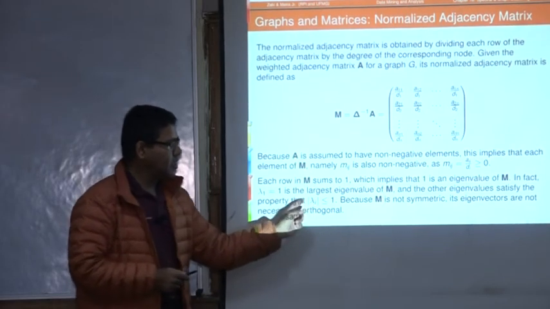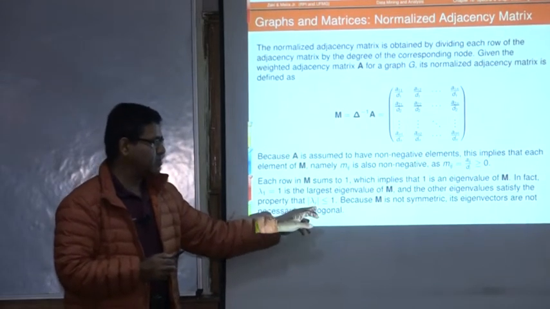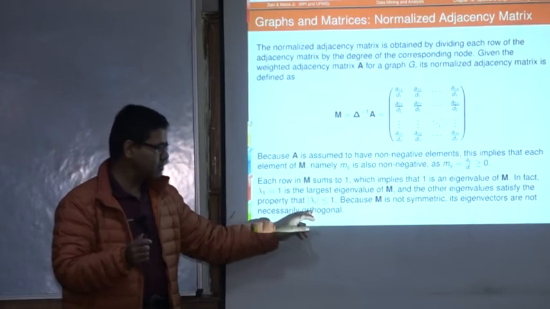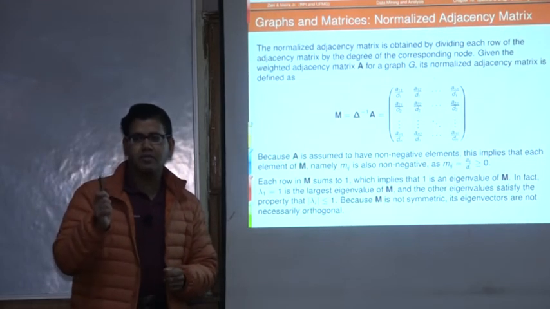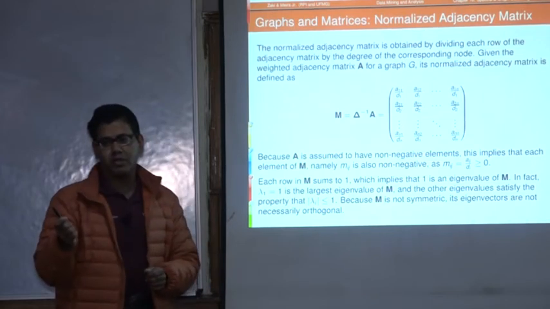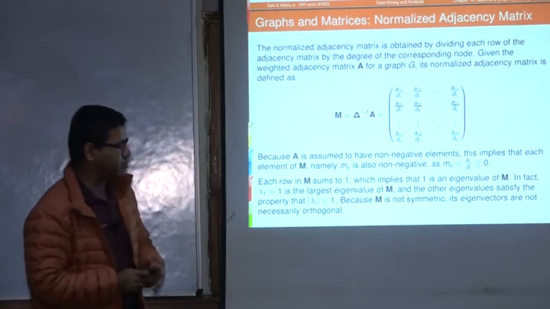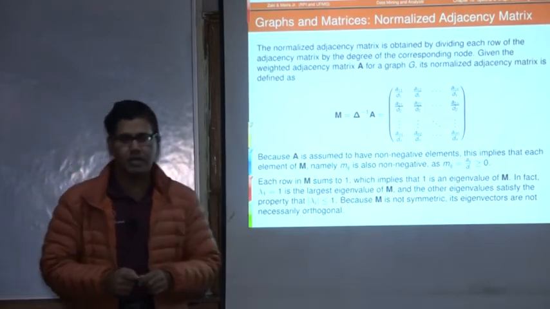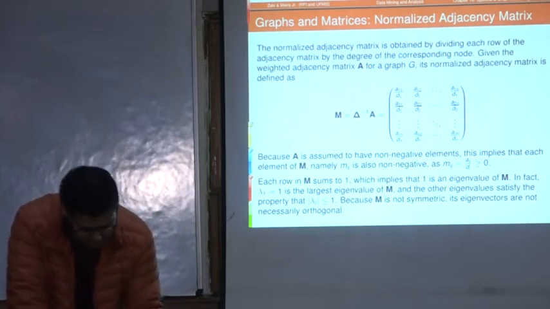Now, because this matrix is not symmetric, you can have eigenvalues which are negative, okay? So eigenvalues can be negative, but the absolute value cannot exceed 1. Meaning it can be negative 1 or positive 1, but in terms of absolute value, the largest is still going to be 1. This is just a mathematical property, one can prove it. There are some other things, but we'll come back to this because we're going to be talking about how to use this matrix for clustering. So the normalized adjacency matrix plays a very important role.